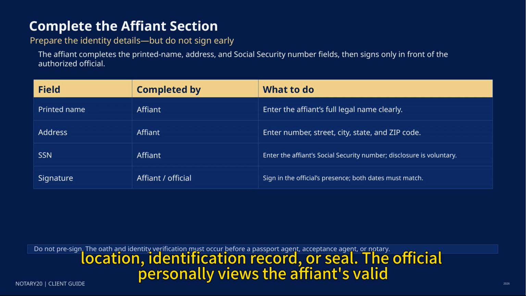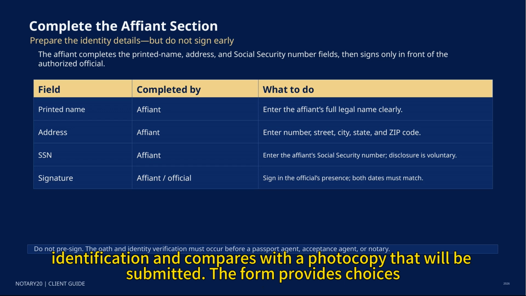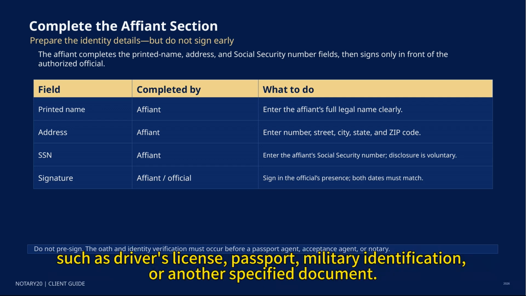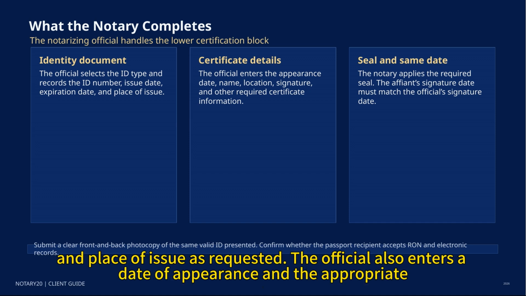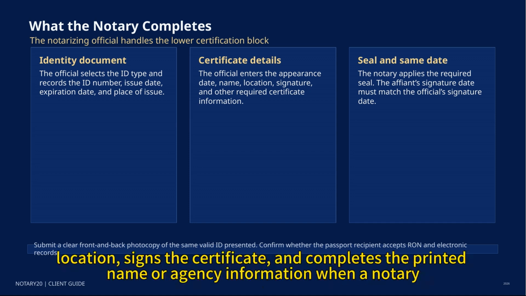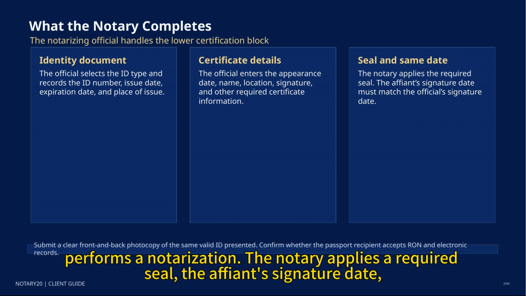The official personally views the affiant's valid identification and compares it with a photocopy that will be submitted. The form provides choices, such as driver's license, passport, military identification, or another specified document. The official records the identification number, issue date, expiration date, and place of issue as requested. The official also enters the date of appearance and the appropriate location, signs a certificate, and completes the printed name or agency information. When a notary performs a notarization, the notary applies a required seal.